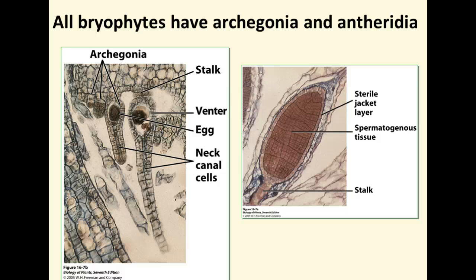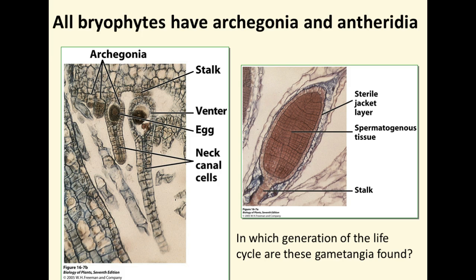So spermatogenous tissue, obviously that's producing what? Sperm. Okay. So in which generation of the life cycle are these gametangia found? Are they in the diploid or the haploid part?